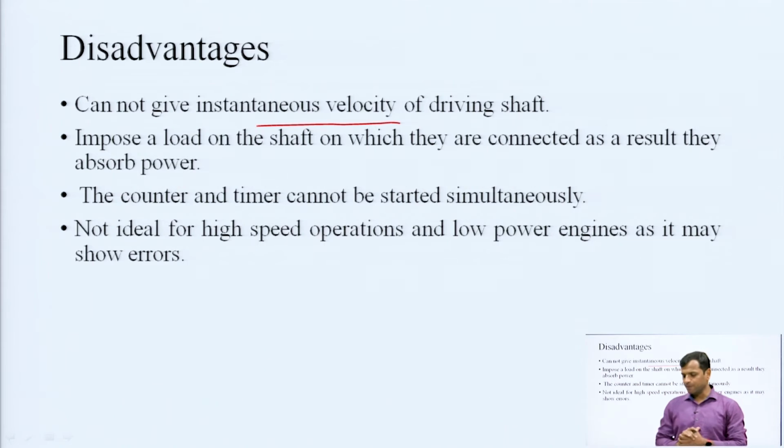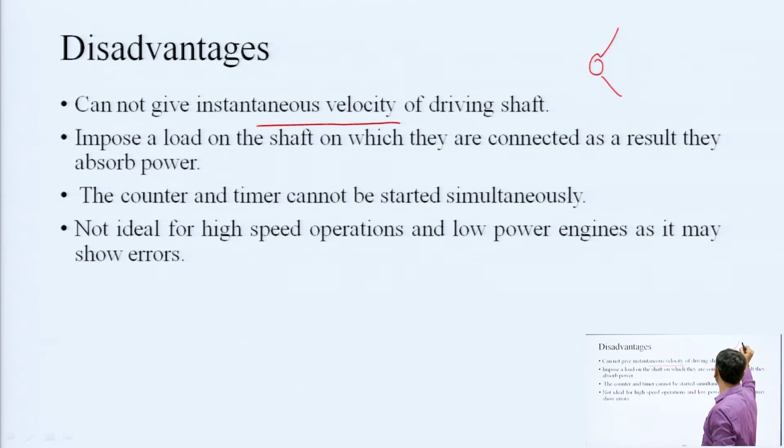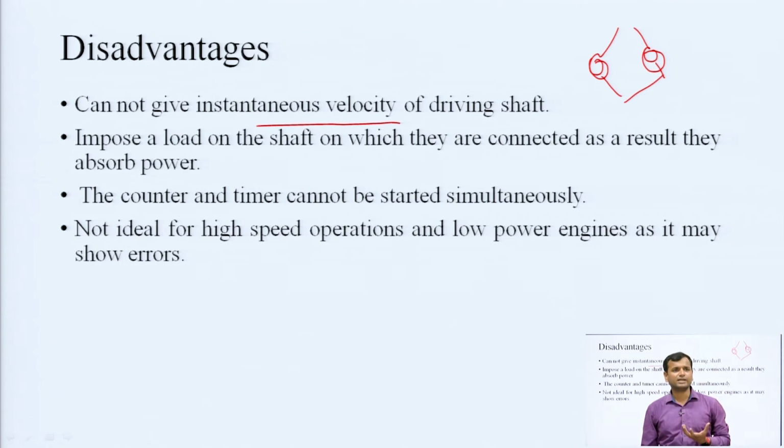Also, it imposes a load on the shaft to which it is connected. As a result, they absorb some power, because we have used two balls, and those balls also have some weight. So that will also absorb some power. So that will be one type of disadvantage. The counter and the timer cannot be started simultaneously to count the number of rotations. So that will be another disadvantage, because all the arrangements are mechanical, so some friction loss will be there.